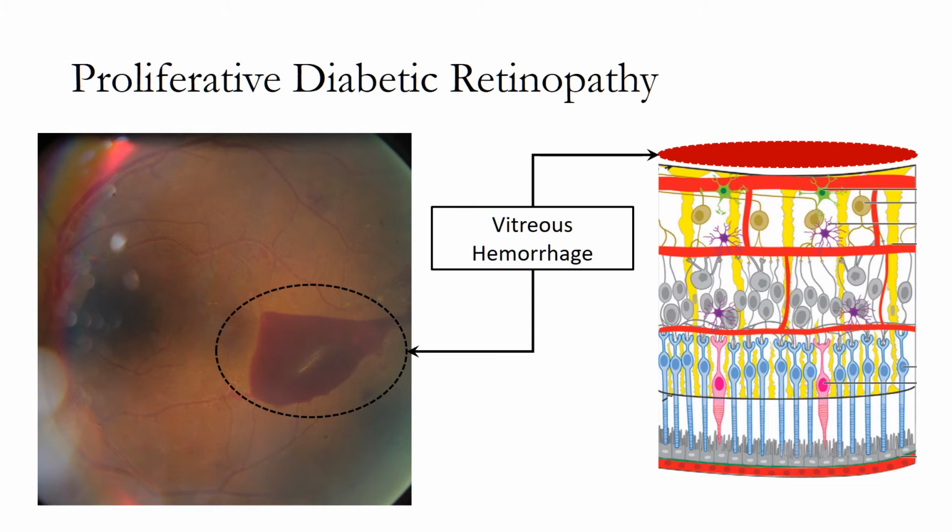Neovascular vessels are very fragile and susceptible to fracture. When these vessels break, they can cause large hemorrhages. This is a vitreous hemorrhage from a broken neovascular vessel located between the retina and the vitreous.